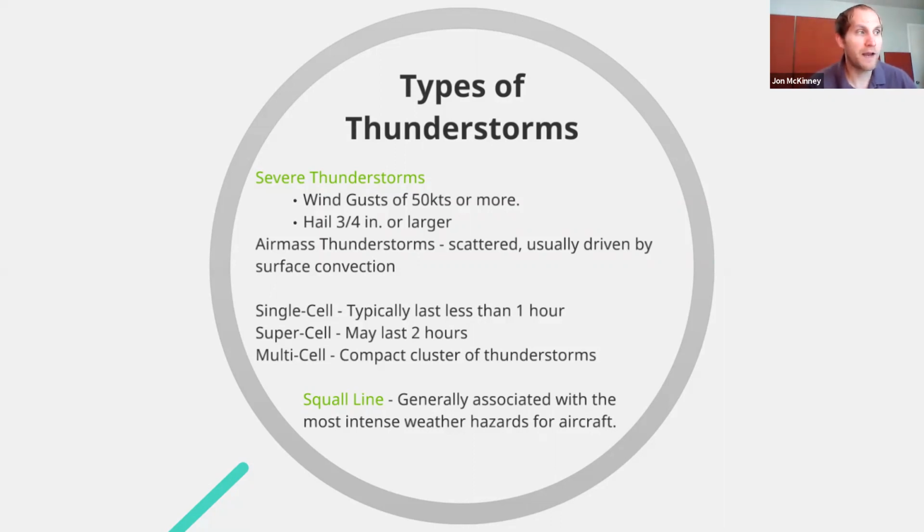For us, we normally think about squall lines, which is down there in green on the bottom of the slide. A squall line is generally associated with the most intense weather hazards for an aircraft. So as we try to prepare you for the FAA written exam and the test, a squall line is a non-frontal narrow band of active thunderstorms. They say that it is non-frontal because those squall lines are actually 50 to 200 miles ahead of the cold front, ahead of the frontal zone.